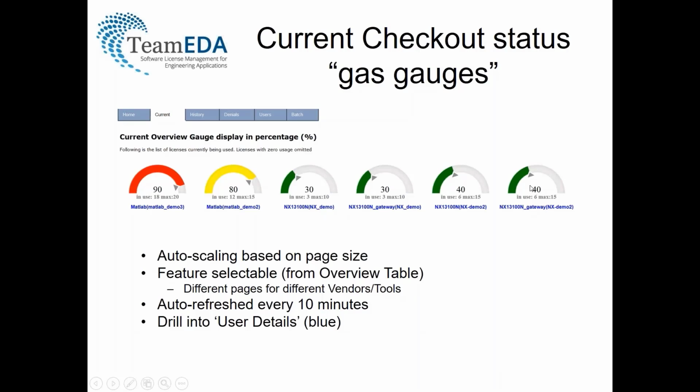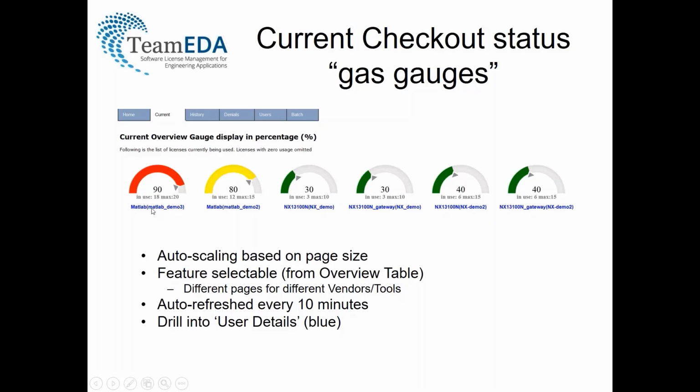These are called gas gauges because they're like gas gauges in your car. They're going to continuously be updated every 10 minutes. These gas gauges are going to change. So if you leave this page open in your browser, you can come here anytime you want, and it's going to show you the most current status of the checkout. It shows you the capacity, and obviously it's color-coded based on percentage of use.